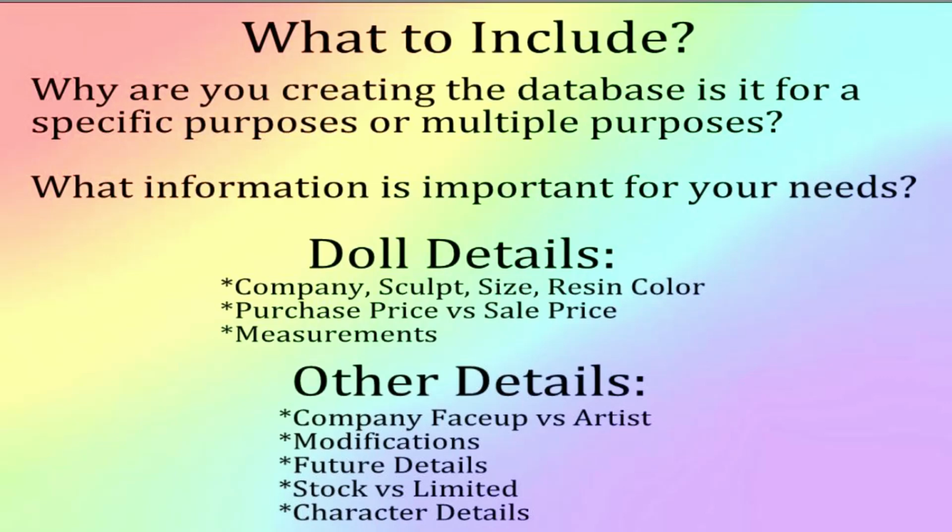Other details that I wanted to include was if my doll had a company face up or an artist face up, or it still needed a face up. Any modifications that may have been done to the doll, any future details, meaning things that I want to do with the particular doll in the future, whether or not the doll is limited or stock. By stock, I don't mean in stock at a dealer or anything like that. By stock, I mean you can go to the website and this doll is one of their basic dolls that you can purchase at any time. And then lastly, character details.